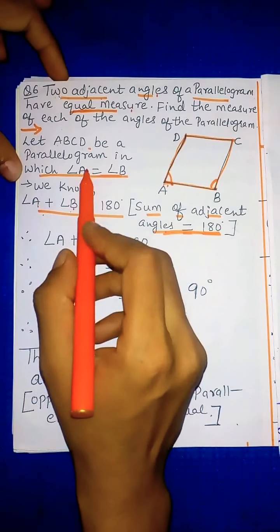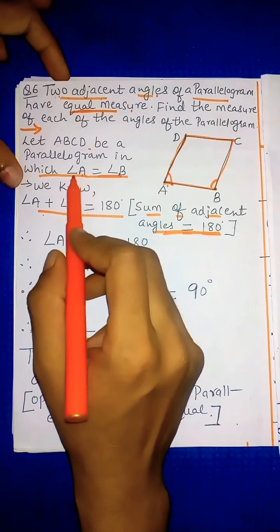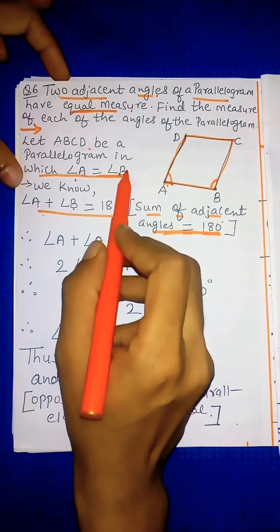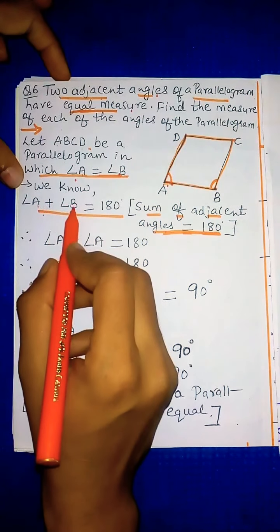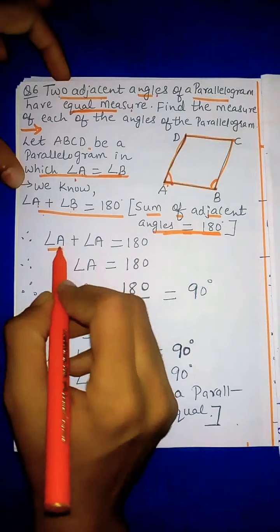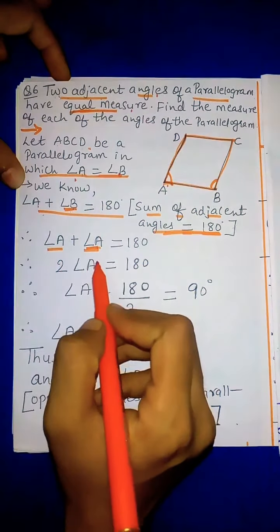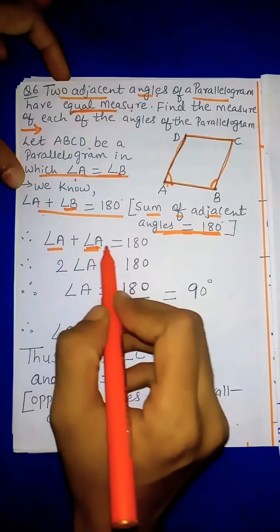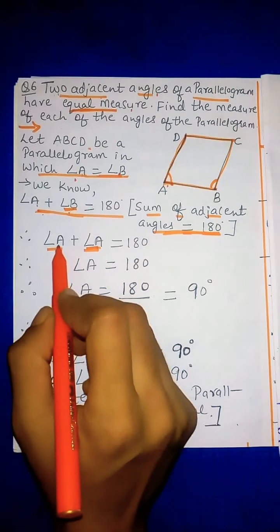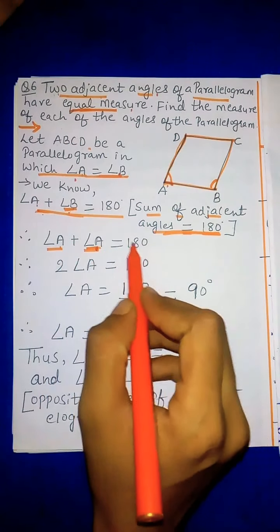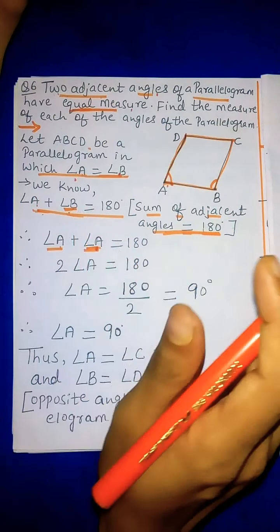Now angle A plus angle B equal to 180 degree. Now we have taken that angle A is equal to angle B. So in place of A we can write B, or in place of B we can write A, because both are equal. So here angle A plus angle B is there. In place of that we can write angle A plus angle A, because B is equal to A. So that is why angle A plus angle A equal to 180 degree. In this equation, in place of angle B I am writing angle A, because B and A both are equal.